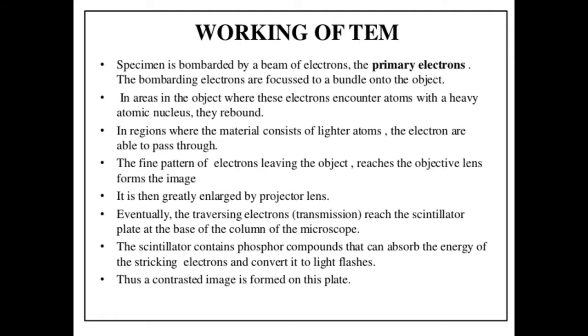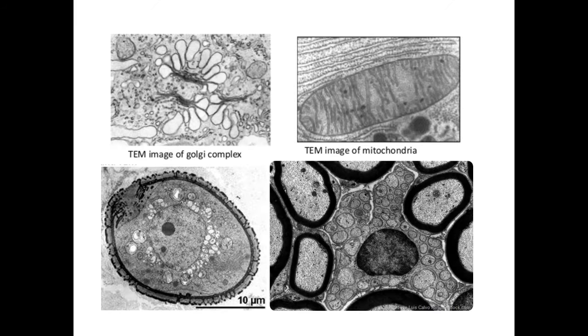The fine pattern of electrons leaving the object reaches the objective lens, which forms the image. It is then greatly enlarged by the projector lens. Eventually, the traversing electrons reach the scintillator plate at the base of the column of the microscope. The scintillator contains a phosphor compound that can absorb the energy of the striking electrons and convert it into light flashes. Thus, a contrasted image is formed on this plate. Here, these are the images of TEM, Golgi complex, and a TEM image of a mitochondria.